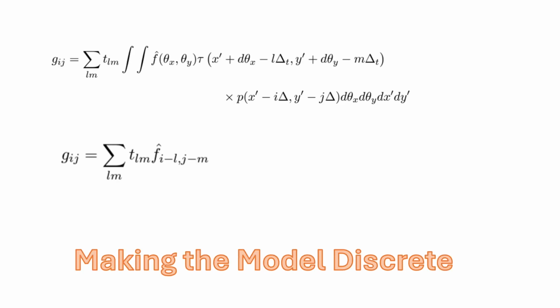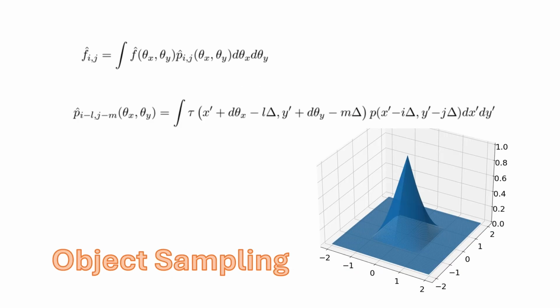Substituting the discrete form of the transmittance function into the discrete form of the measurement, we get this expression where we have the code value t sub l m multiplying this integral, which depends only on l, m, i, and j, the parameter numbers for the code and the parameter numbers for the pixel, and we can summarize that as this f hat sub i minus l and j minus m.